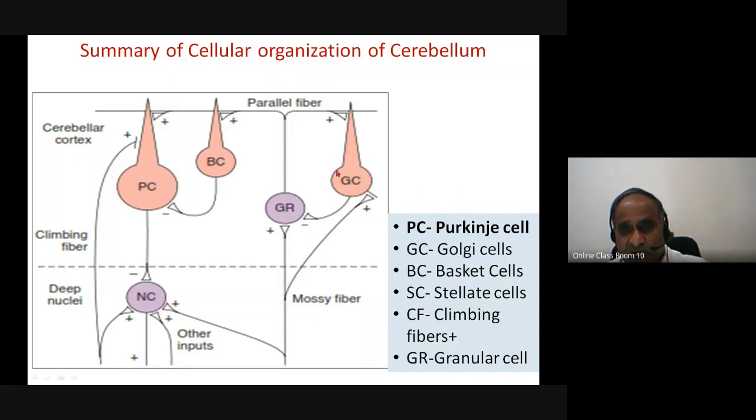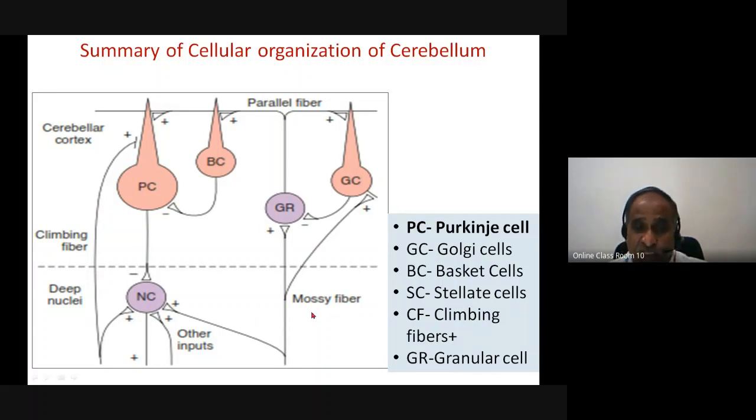Then we have the Golgi cell here. This GC is a Golgi cell. The Golgi cell is inhibitory to the granular cells. Now, the inputs are coming from the mossy fiber. The mossy fiber, I mentioned, comes from various areas, unlike the climbing fibers, which come only from the inferior olivary nucleus, the olivocerebellar tract.